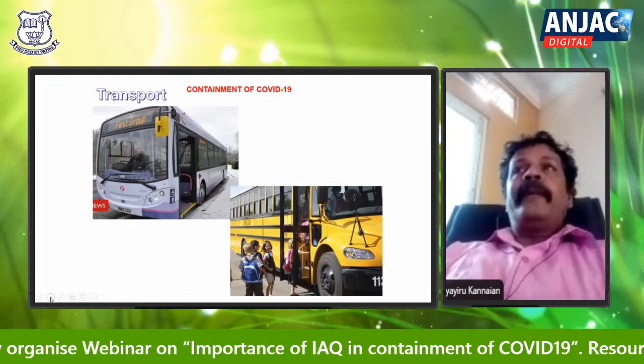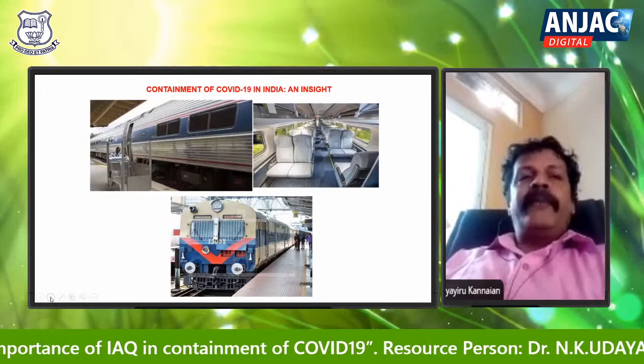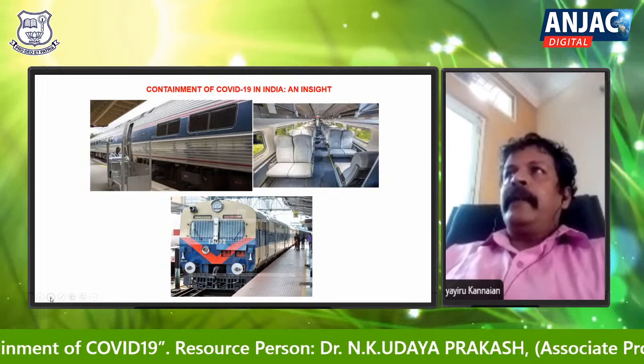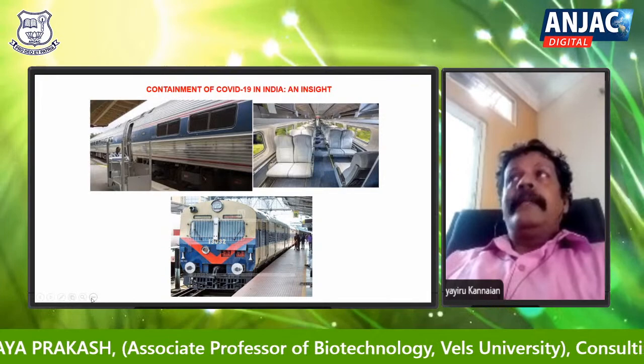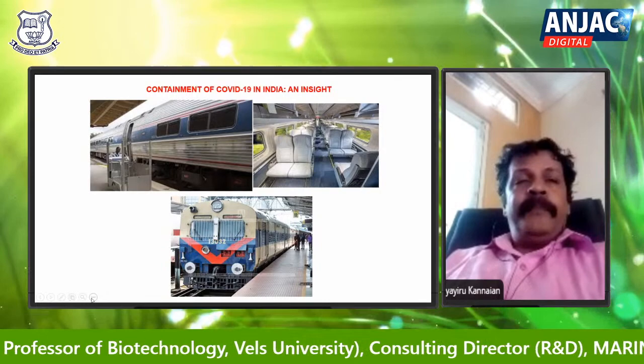Next slide, please. In the next slide, you are seeing the trains. Even the trains are closed, and in the interior of the train, you can see that the air is manipulated within the train using the centralized air system. So even if a traveler is infected with COVID and is generating aerosol, this can spread to all the people present in that particular train.